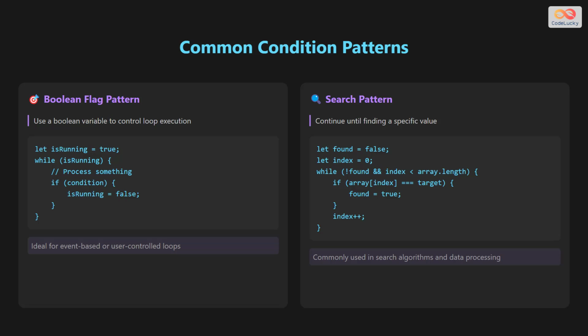The second common pattern is the search pattern. This pattern continues until a specific value is found. Here we initialize found to false and an index to 0. The while loop continues as long as found is false, and the index is less than the length of an array. Inside the loop, if we find our target value, we set found to true and the loop terminates. This pattern is commonly used in search algorithms and data processing.